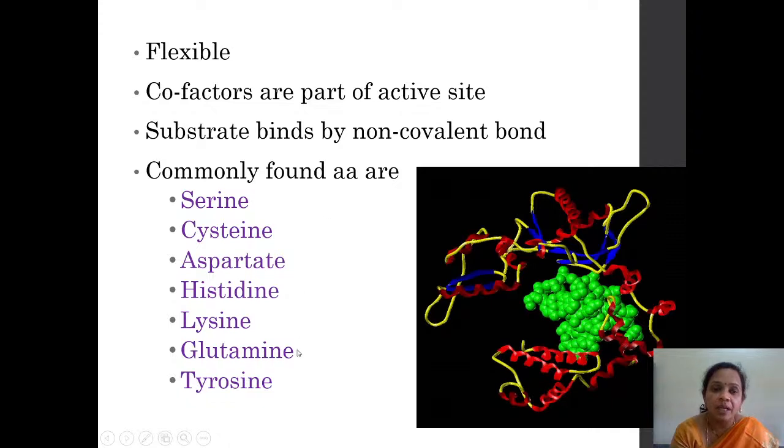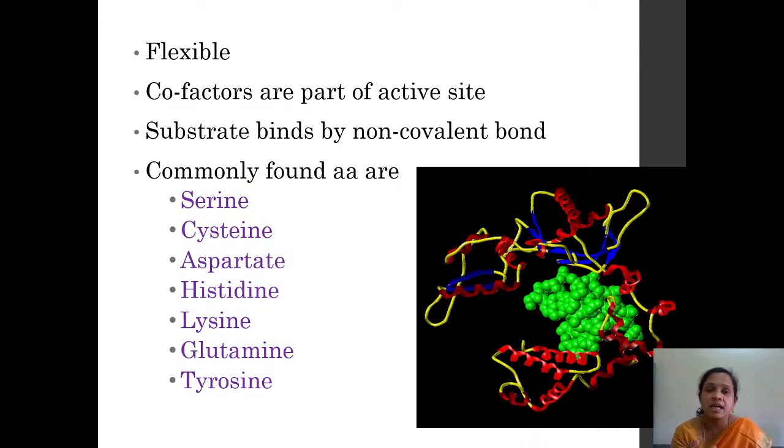Now, what are the common amino acids that we see in the enzyme site? As you know, there are 20 amino acids in the human body. A whole lot of proteins present in the human body are constituted mainly by these 20 amino acids. Of these 20 amino acids, 10 are essential amino acids and 10 are non-essential amino acids. Of those 10 essential amino acids, we further divide them into semi-essential and completely essential amino acids.